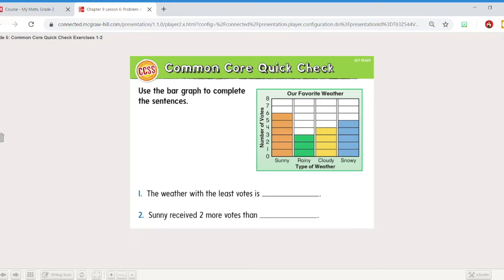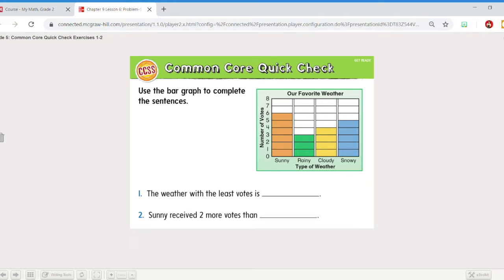So let's solve this one. If you want to pause the video, solve it on your own and check the answers, you can. If you've already done that, go ahead and follow along with me. Use the bar graph to complete the sentences. Well, let's look at our graph first. Number of votes, our favorite weather, sunny, rainy, cloudy, snowy.